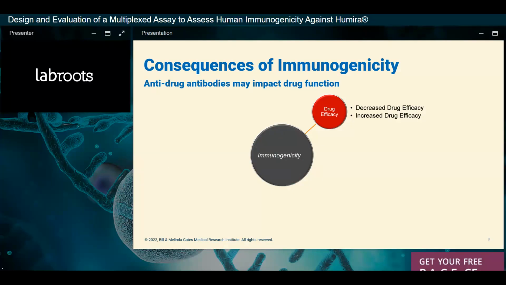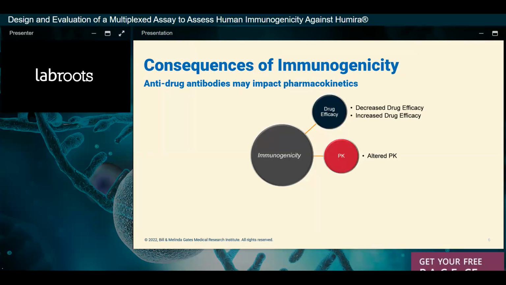Generally speaking, when you have antibody responses against these drugs, there are a lot of things that can happen. One of them is you can affect the drug efficacy. These antibodies can bind to the drug and prevent it from working. Alternatively, there are cases where these antibodies actually increase the drug's effectiveness. But more often than not, they would prevent the drug from working, which is an unwanted side effect.